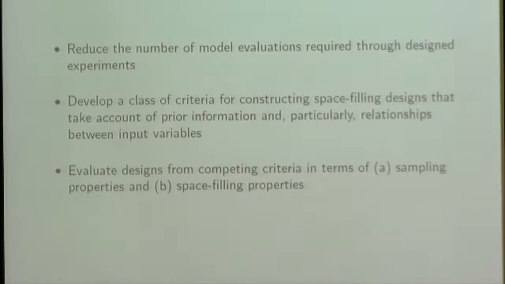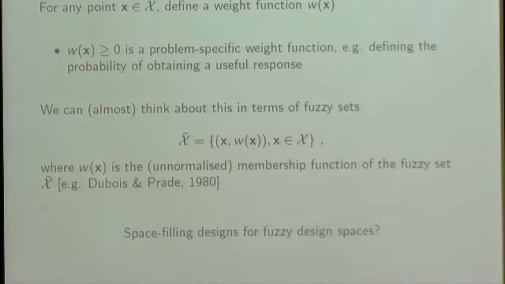So what we're going to try and do, as I say, is reduce the number of evaluations of the model that are needed, and we'll do it by trying to develop a class of criteria for constructing these space-filling designs that take account of these relationships between the variables and the prior information we have on those. And we're going to evaluate the designs we get in terms of both their sampling properties, in terms of these distributions, and their space-filling properties. And we'll do that using some graphical methods.